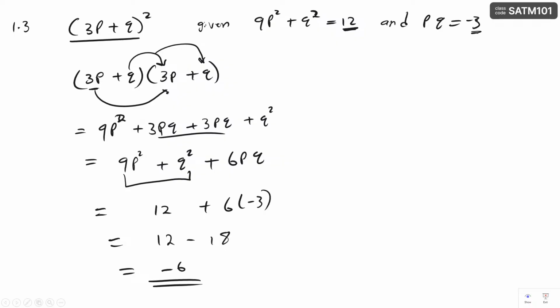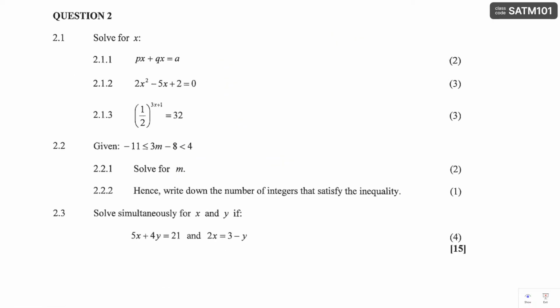So okay, let's go to this one, the last question. So this one, they said to solve for x. We're given px plus qx is equal to a. Basically, they are teaching you to make x the subject of the formula. So what you need to do here is say 2.1.1. You're given px plus qx is equal to a.